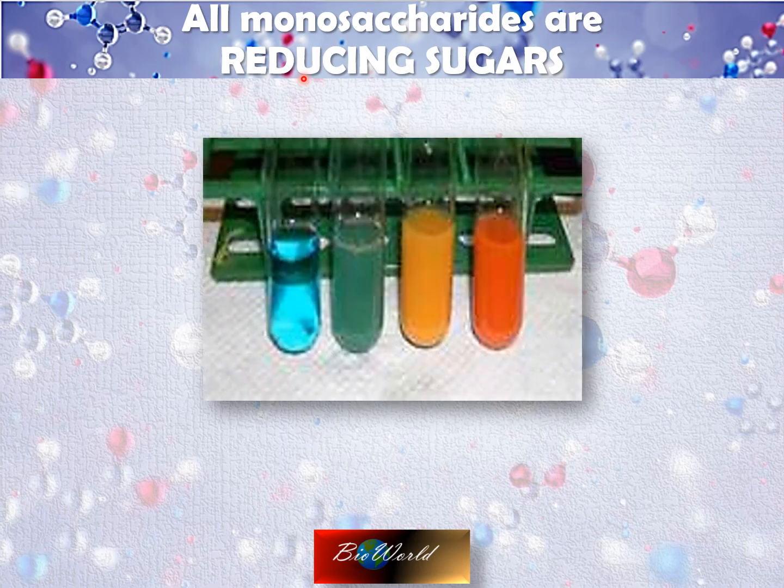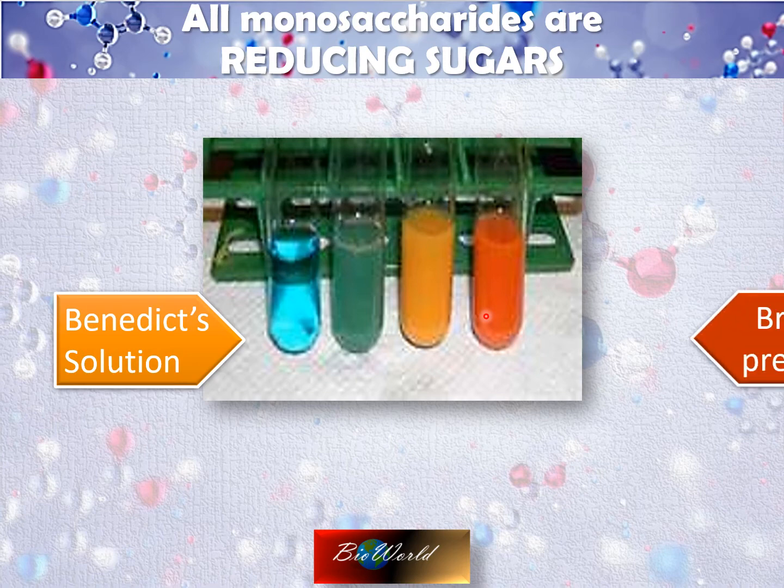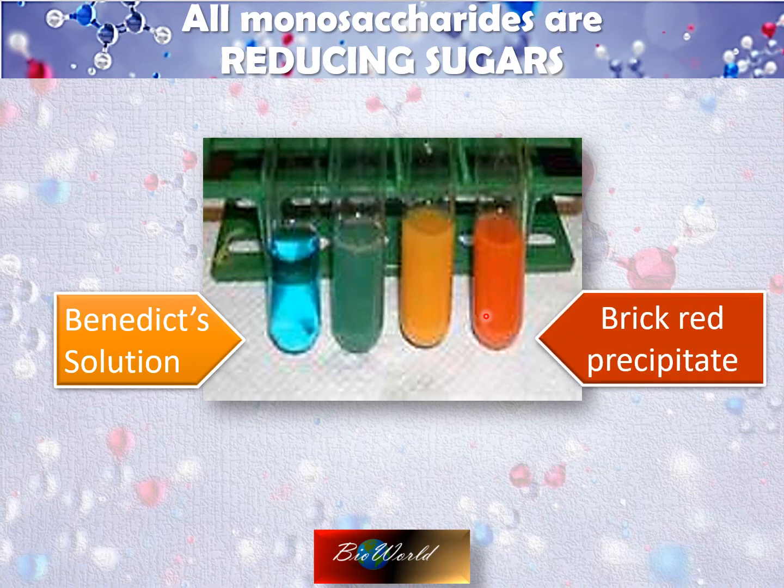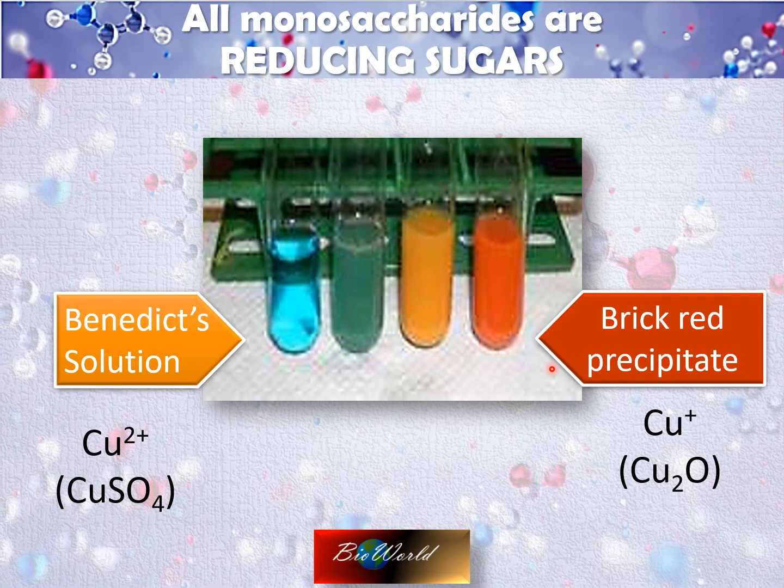That is, when a monosaccharide is mixed with Benedict's solution and heated, we find that the blue color of the Benedict's solution changes into a brick red precipitate. The reason this happens is because Benedict's solution is blue in color due to the presence of copper sulfate. But it takes on this brick red precipitate because it is converted into copper oxide.